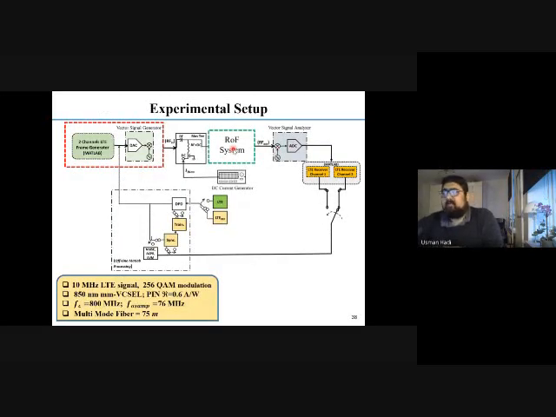So this is the experimental setup, just to show how it works. This is the ROF system, which means that there is a laser. You have a bias tee here. You have a DC current generator so that you can bias this laser. You have a fiber length. You have the photodiode. Then you have a signal analyzer.